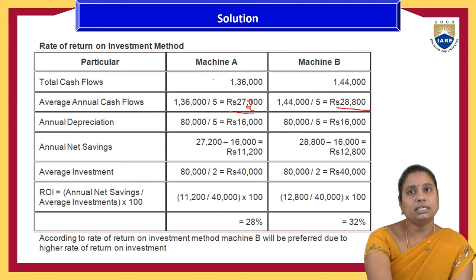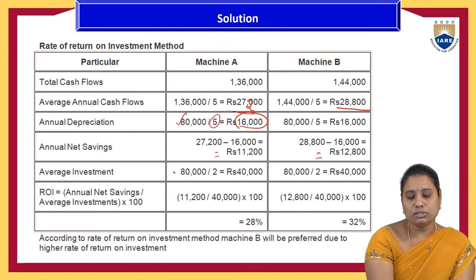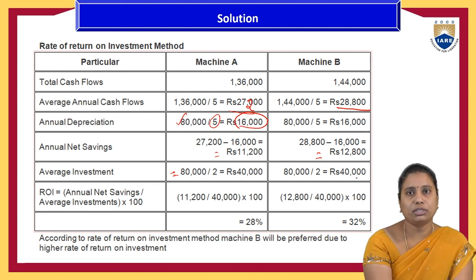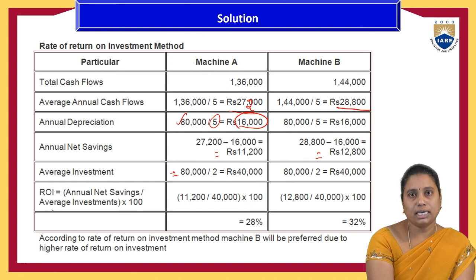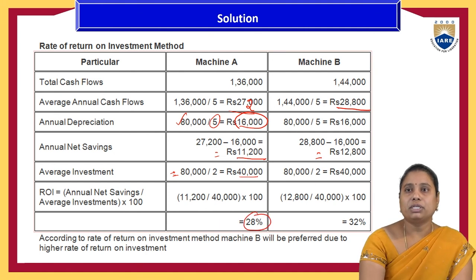And the depreciation: 80,000 they have purchased for, and on a straight line basis with 5 years of machinery life, depreciation is 16,000 every year. So the net savings are 27,200 minus 16,000, which gives 11,200. For machinery B, 12,800. And average investment is also 80,000 divided by 2, which means 40,000, and this one is also 40,000. And the return on investment or the average rate of return, if we calculate, is 11,200 divided by 40,000, that is 28%. And for machinery B, 12,800 divided by 40,000, that is 32%.